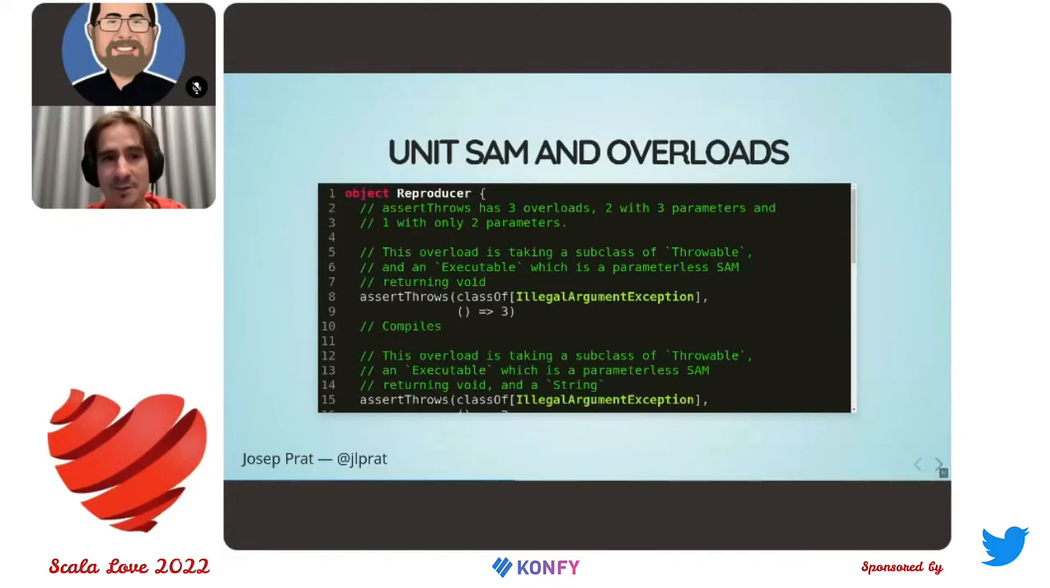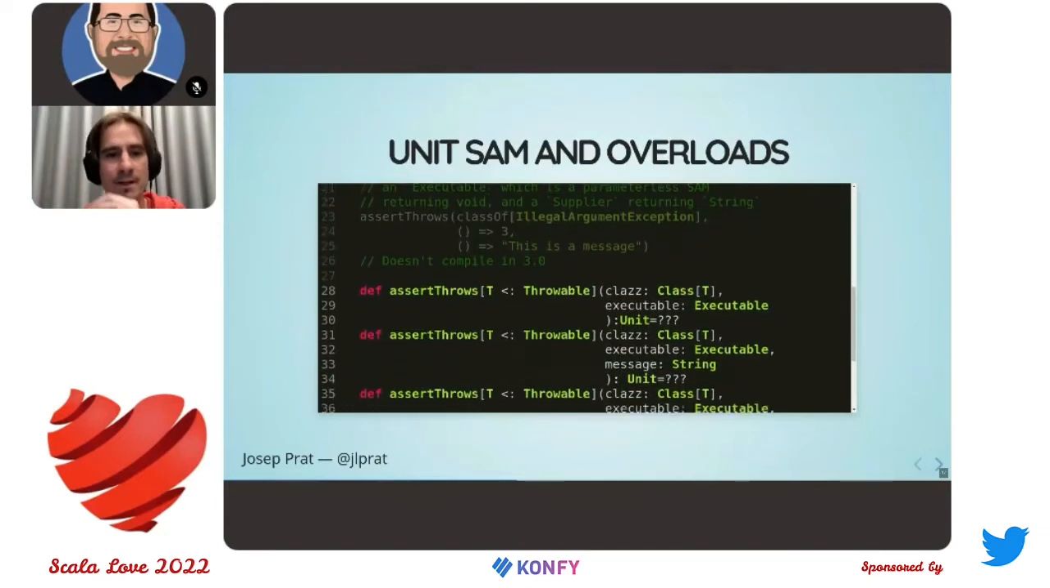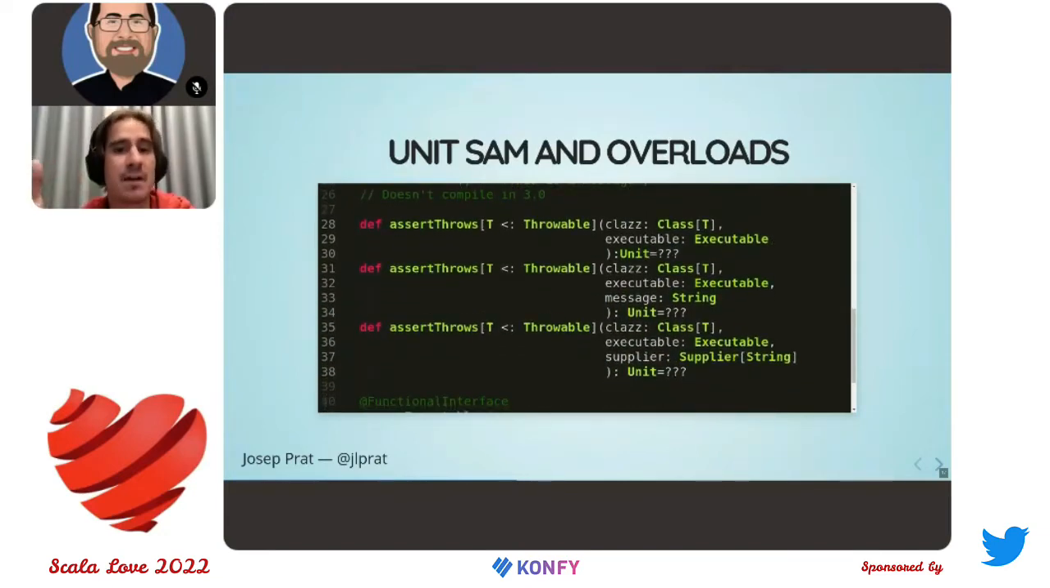The first thing that I found was the unit SAM, so single abstract methods, and overloads. Let me explain it with an example. That's not exactly the code that's in Kafka. It's a simplified reproducer, but the essence is exactly the same. Given a class with three overloaded methods, this one is called assertThrows, and they contain a class, not really magic in there, and they contain an executable. An executable is a Java interface that basically takes nothing and returns unit. Really type safe for Scala people, but hey, that's Java.